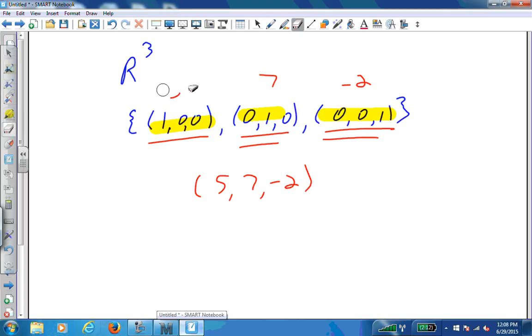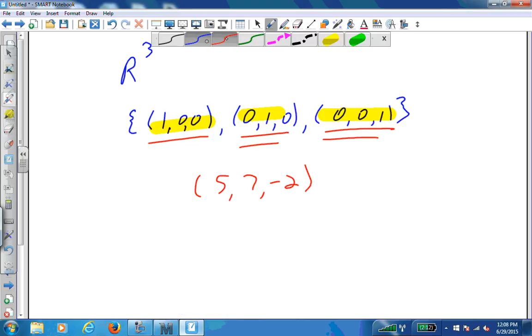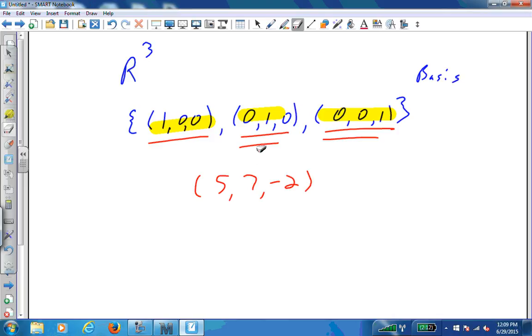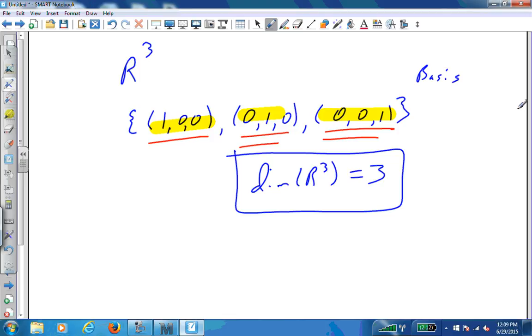So these three vectors span R3. They're linearly independent. So this is our standard basis for R3. So the dimension for R3 is 3. That's the number of vectors required to form our basis. If we took 2 away, it would no longer span R3. If we added another one, it would simply be a linear combination of these 3, so it would no longer be independent. So 3 is the exact number for our basis.